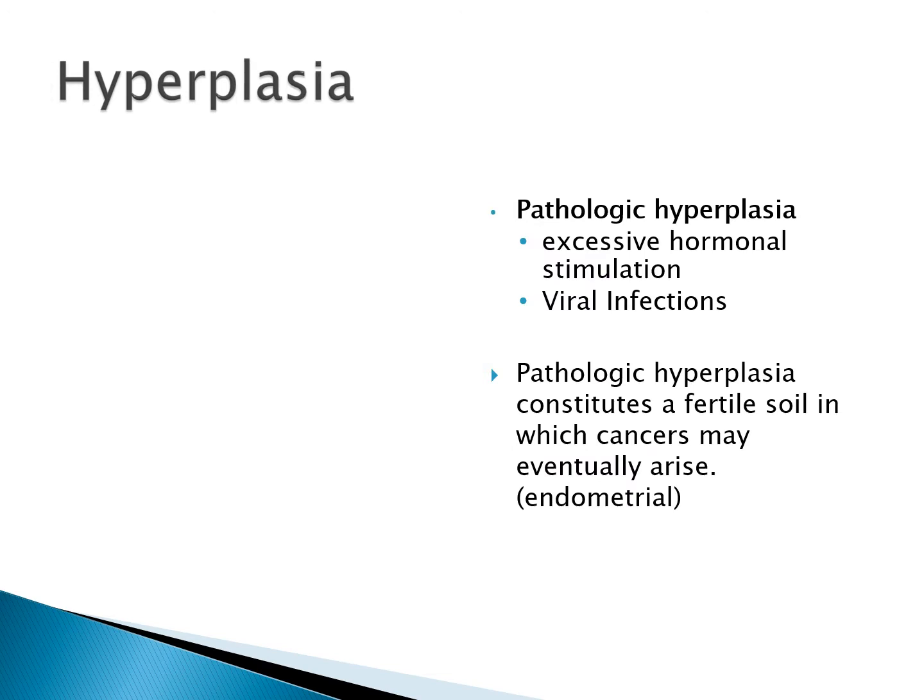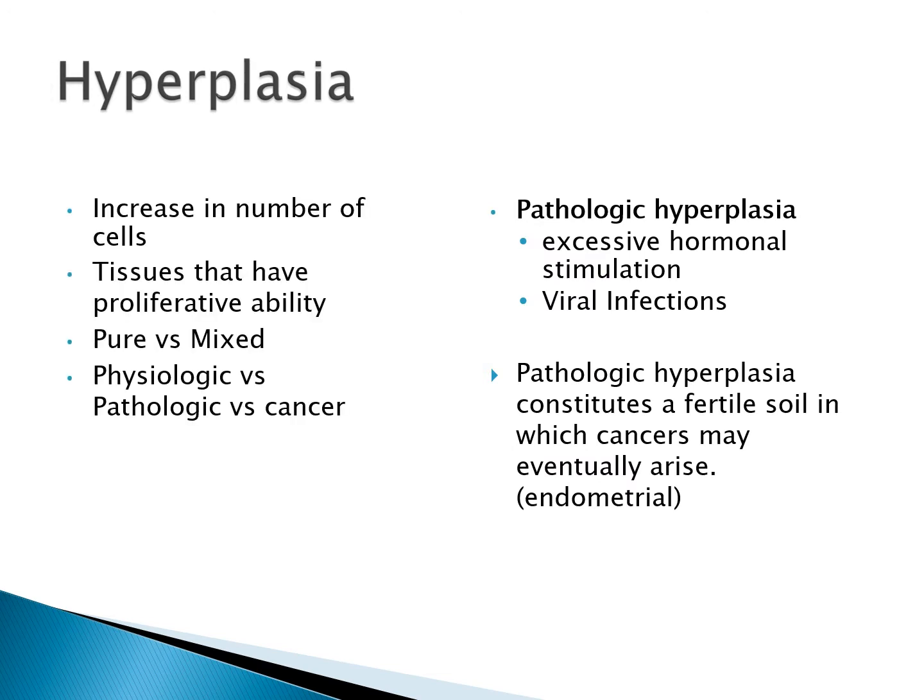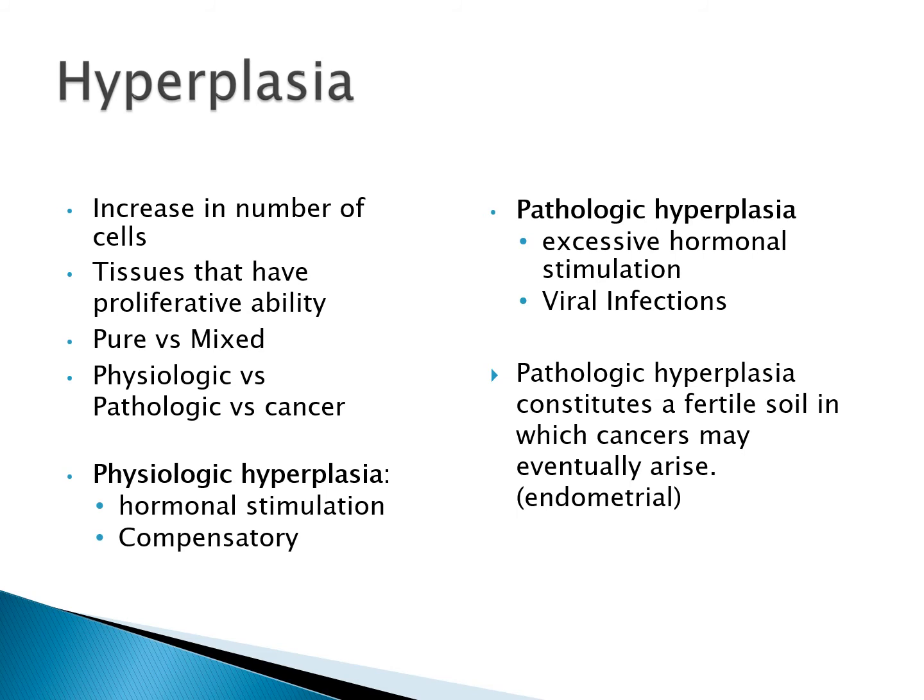The second adaptive mechanism is called hyperplasia. Hyperplasia is defined as an increase in the number of cells with a corresponding increase in the size of the organ. The tissues that can undergo hyperplasia are the tissues that have the ability to divide. So, for example, the skeletal muscles and cardiac muscles do not have any ability to divide, so they can only undergo hypertrophy. Again, hyperplasia can be pure hyperplasia and can be mixed with hypertrophy according to the stimulus.